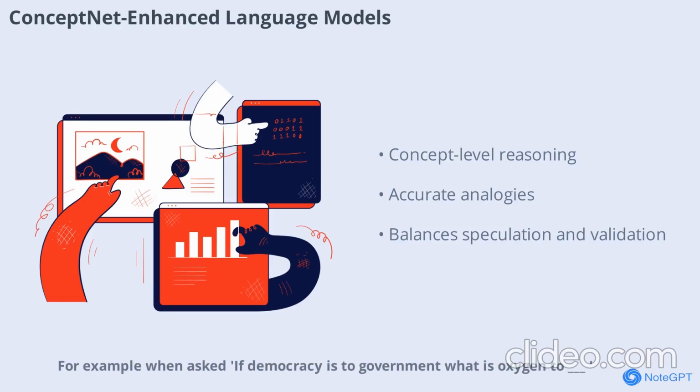For example, when asked, if democracy is to government, what is oxygen to? The model explores associations and aligns structural relations, ensuring that speculative links don't override validated patterns. This approach leads to more accurate and insightful analogies.